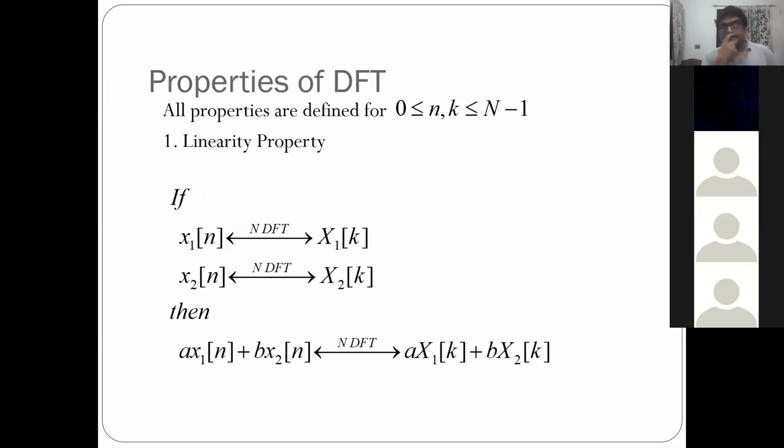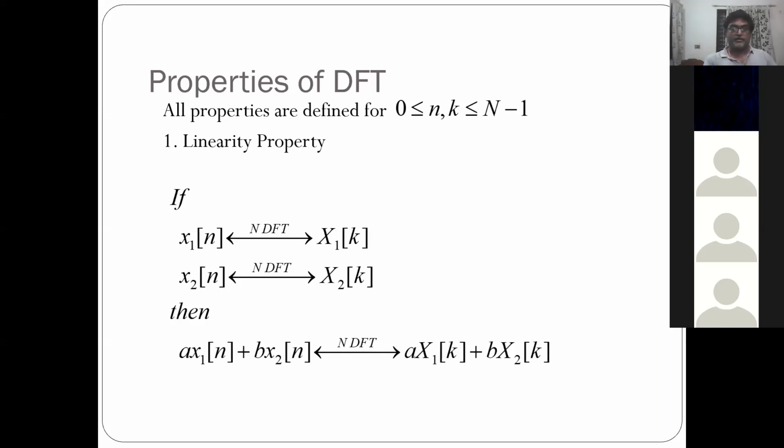Okay, so this is the linearity property. x1(n) has an N-point DFT given by X1(k). x2(n) has an N-point DFT given by X2(k). Then a x1(n) plus b x2(n) will have an N-point DFT of a X1(k) plus b X2(k). So you have the same linear combination in the transform domain.